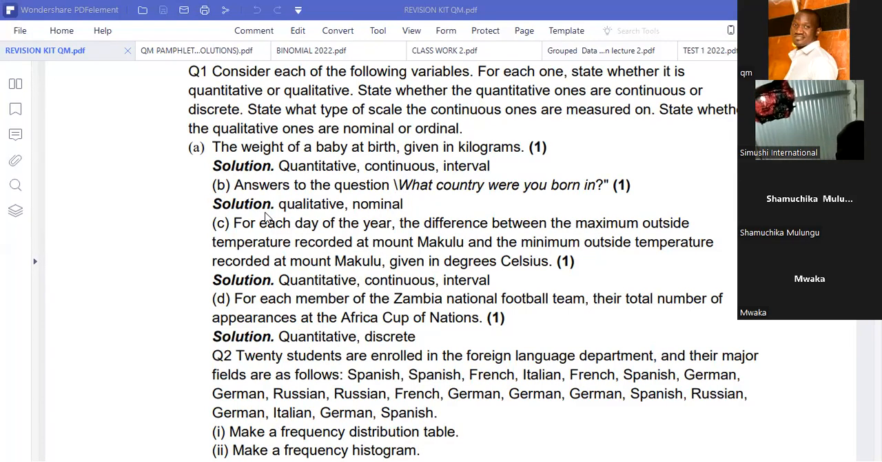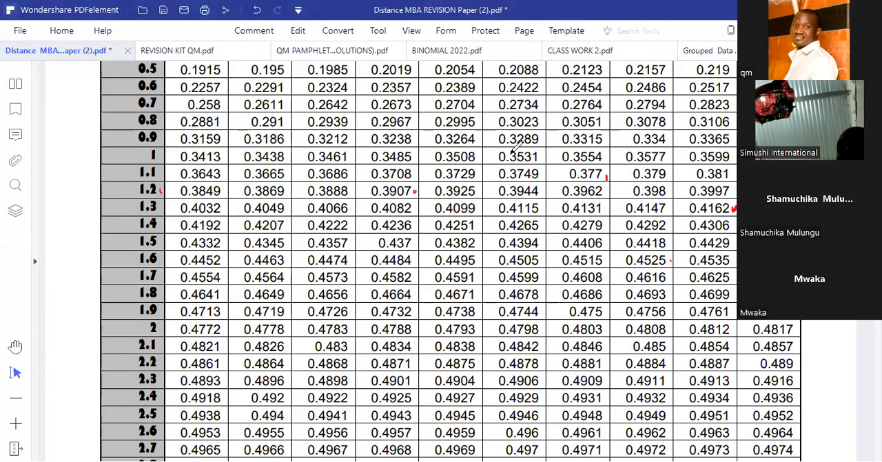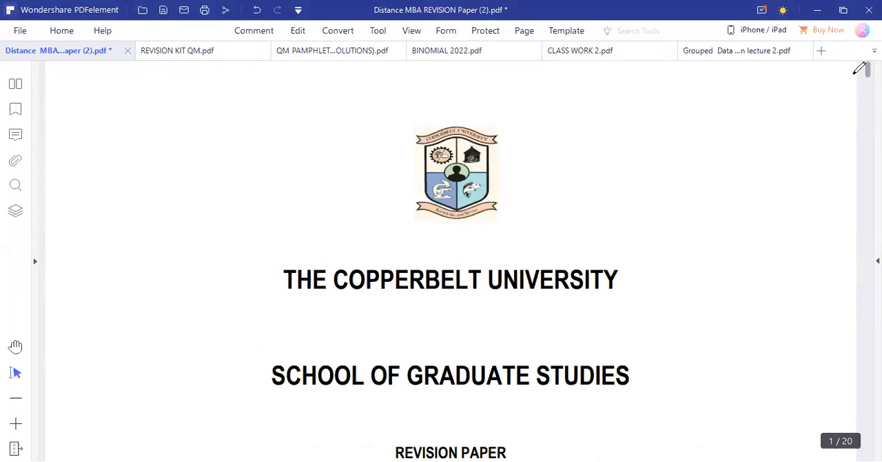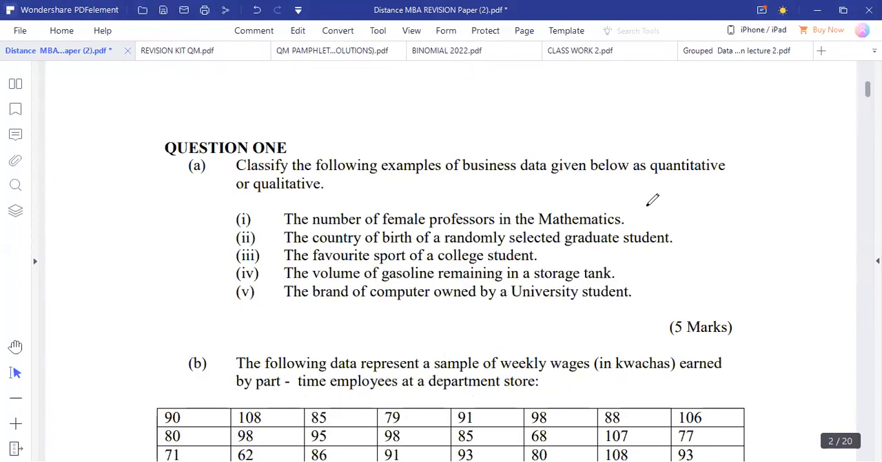Any questions before I go to the next? Maybe I could ask you to describe this information here. Let's classify the kinds of information here. The number of female professors in mathematics. Quantitative or qualitative? Quantitative. This is quantitative.